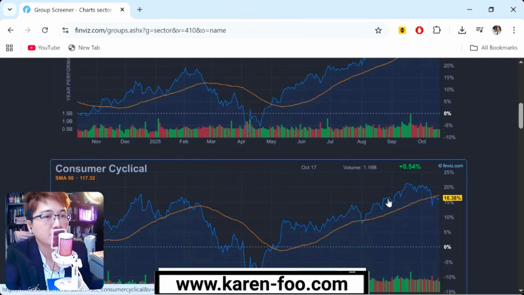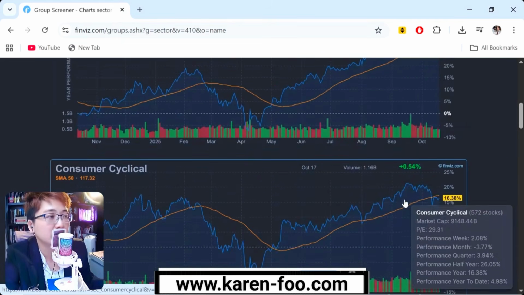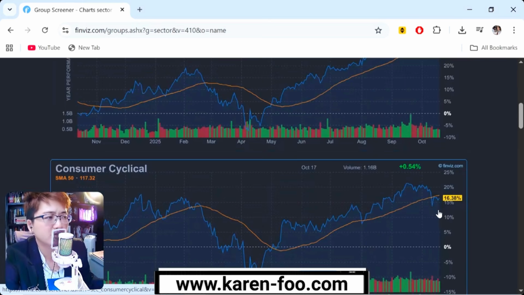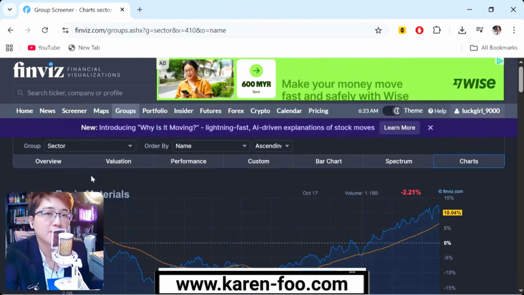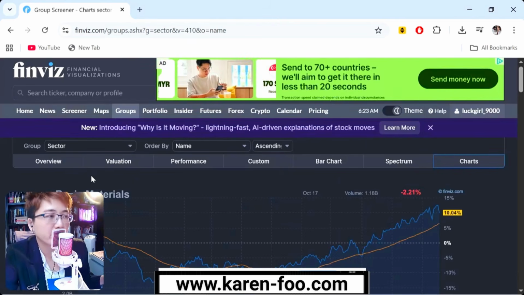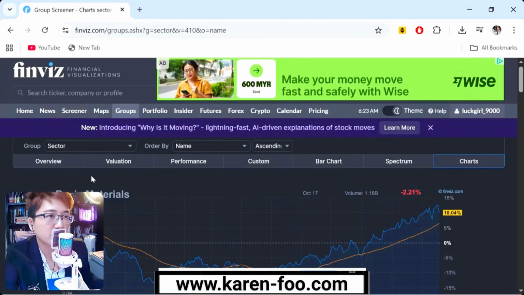All right. So now you can see that a lot of the sectors right now are on an uptrend, except for consumer cyclical. Of course, there are a lot more functions for this website, but these are the main things that you need to take note of. If you're a beginner, I don't want to overwhelm you first.